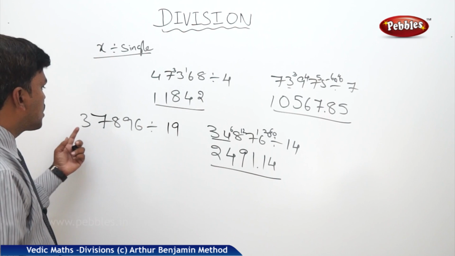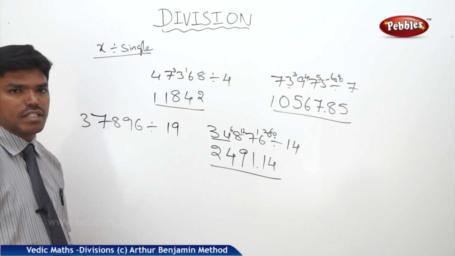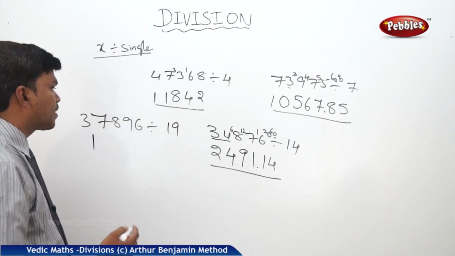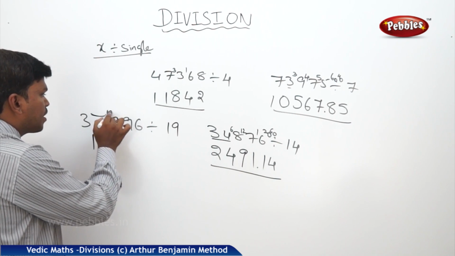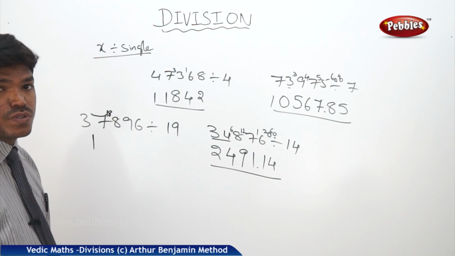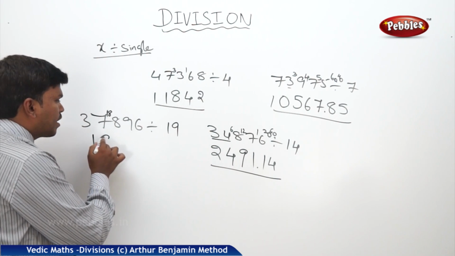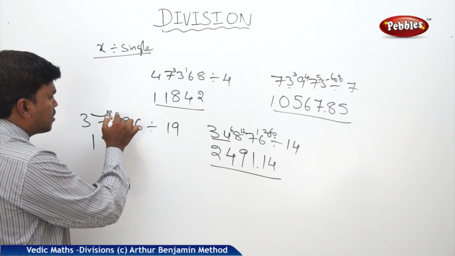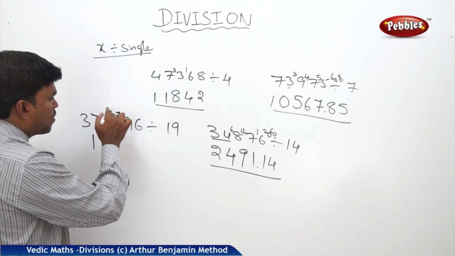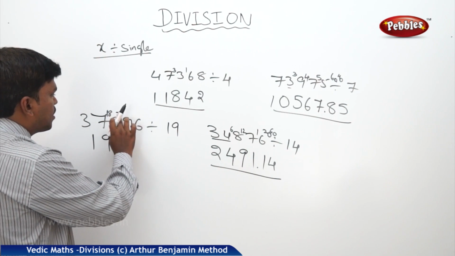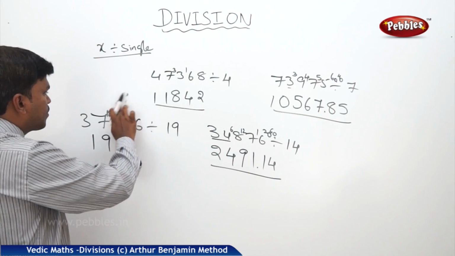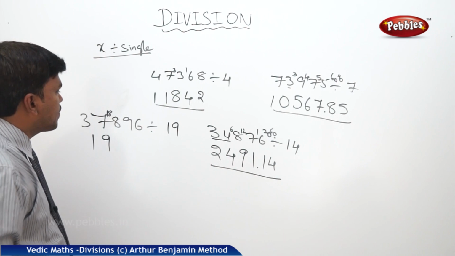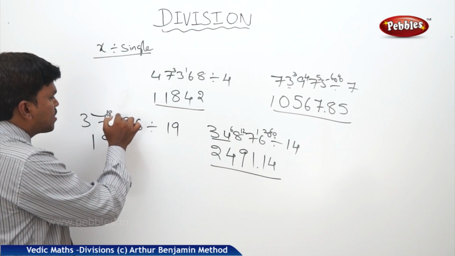So first 3 doesn't go. So 37, yes. But how many times? Only 1 time. 37 minus 19. How much? 18. So 18 will be my remainder here. 188. How many times does it go? 9 times. 19 9s are 171. So what is the remainder? 188 minus 171. The remainder is 17.